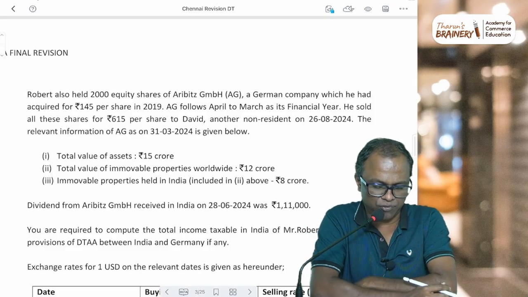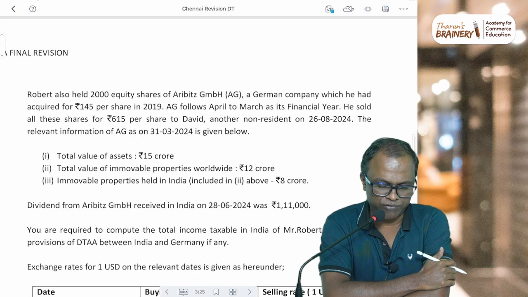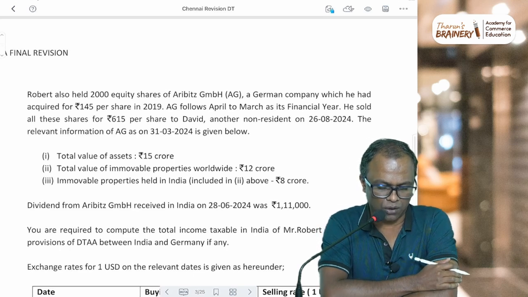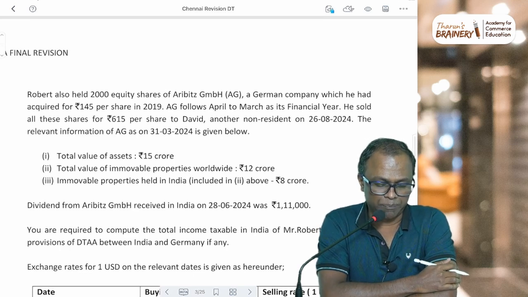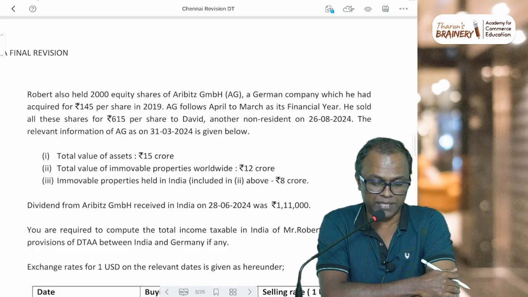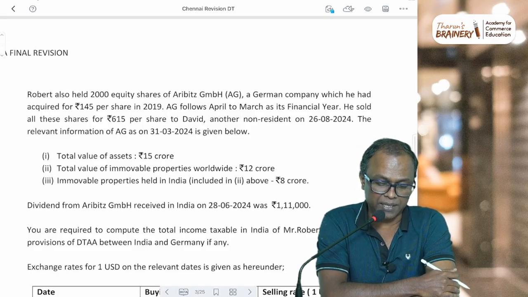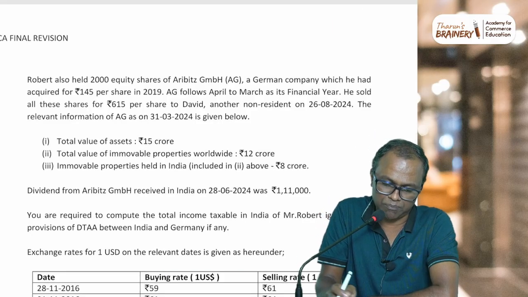Total value of assets of the foreign company 15 crore. Total value of immovable properties worldwide 12 crore. Immovable properties held in India included in the above rupees 8 crore. So total value of assets 15 crore, immovable properties worldwide 12 crore, and immovable property held in India, included in the above, rupees 8 crore. So we have to apply the percentage.